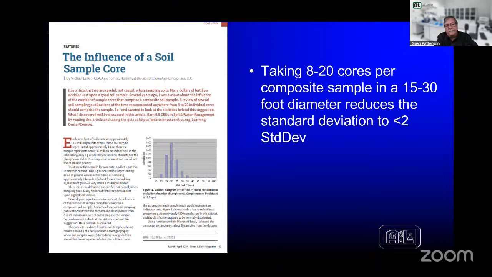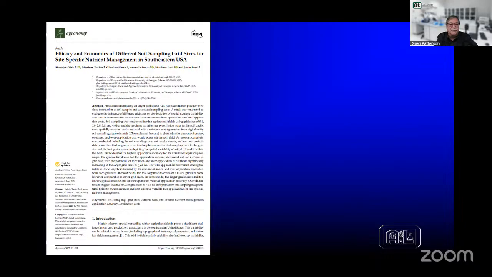So even though you're only taking it from a selected area, like we'll talk about site-specific sampling, you still need to take between 8 and 20 cores per sample to make up a good representative sample of that small sampling area.